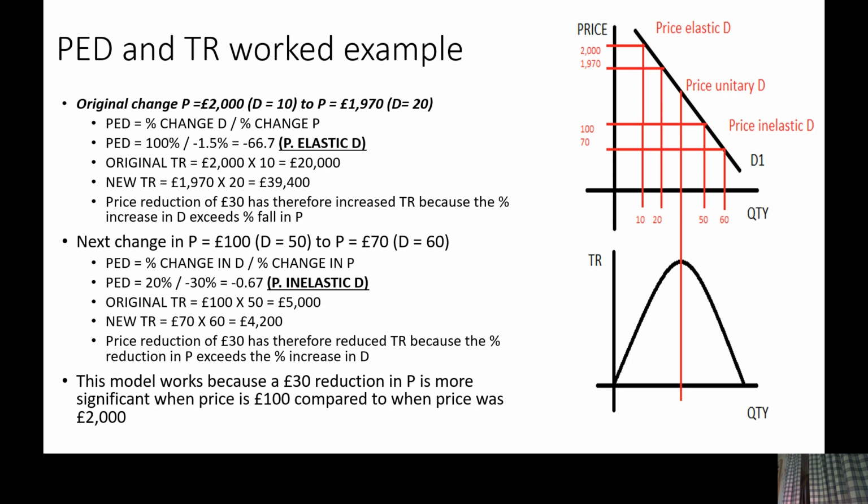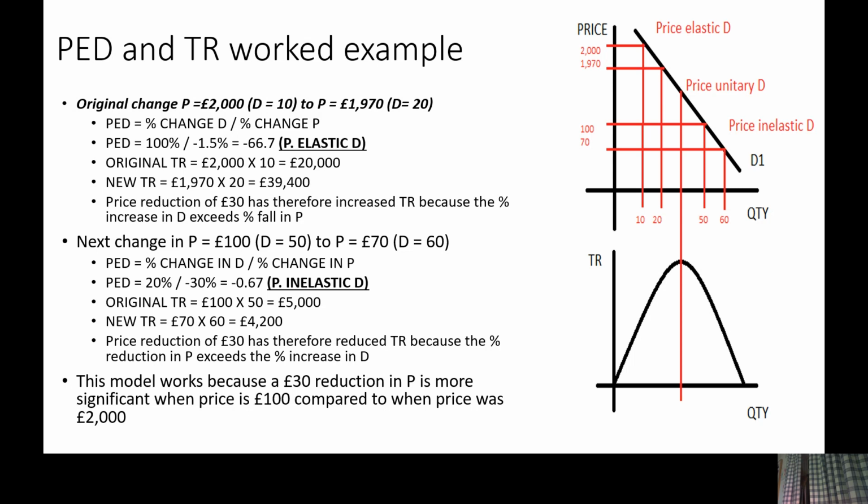So what we can see is revenue will grow from £20,000 at 10 people buying at £2,000 to £39,400 at demand 20 and price £1,970. So at really, really high prices, a £30 reduction in price here is a very, very small percent, but it's led to a significant increase in demand. It's doubled.